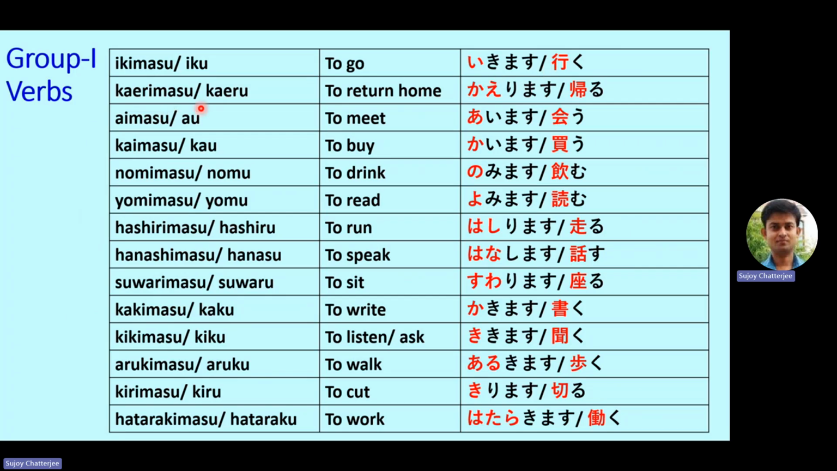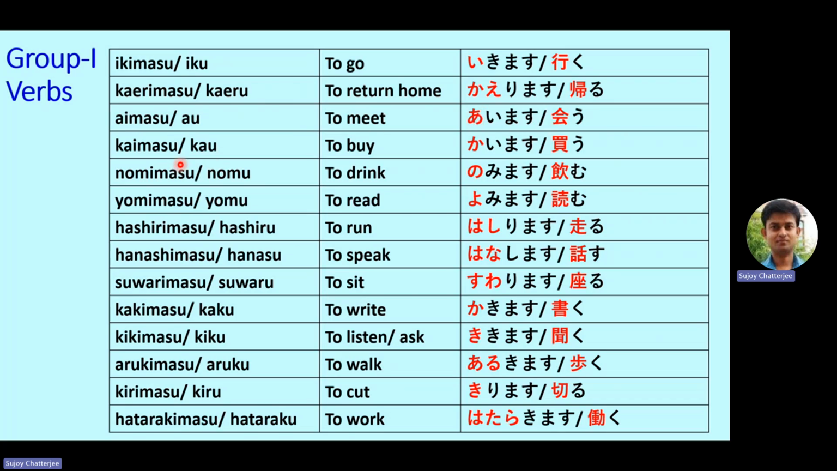Similarly, kairimas, the root verb is kairu, which means to return home. And in this form, kai is the stem kanji, and rimas comes from ru. So ru becomes rimas. So kairu becomes kairimas. Now next is aimas, au, to meet. So this is the aimas and this is au. So only the a sound is being conveyed by this kanji.